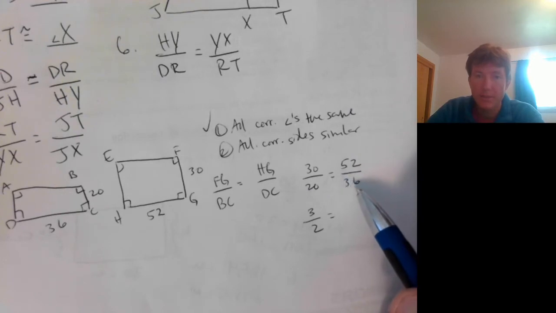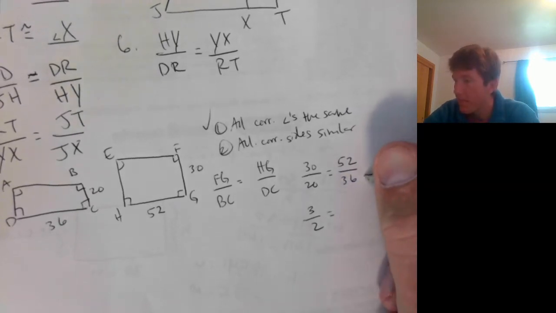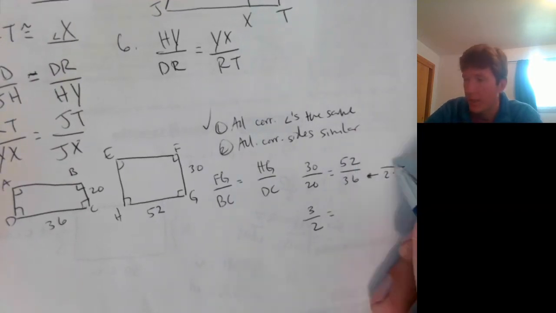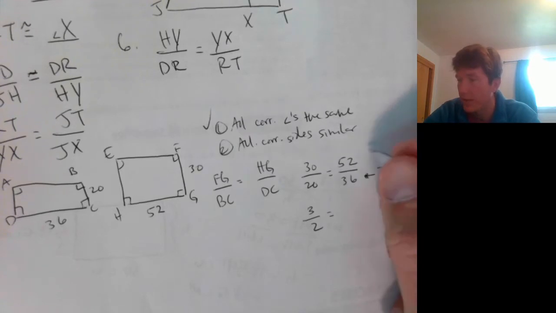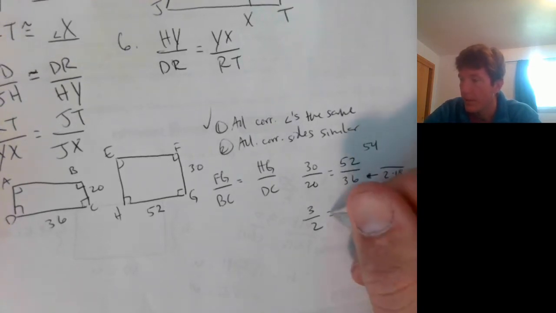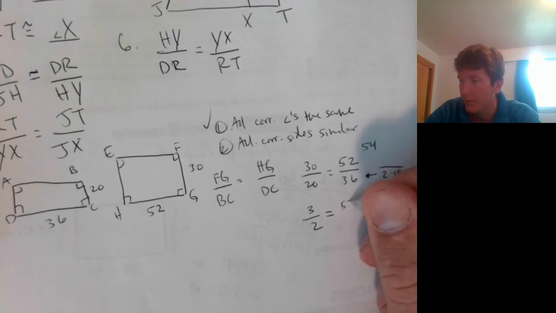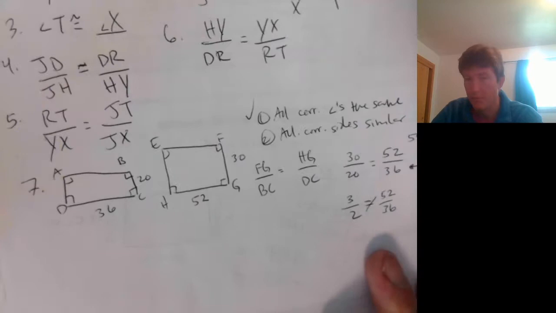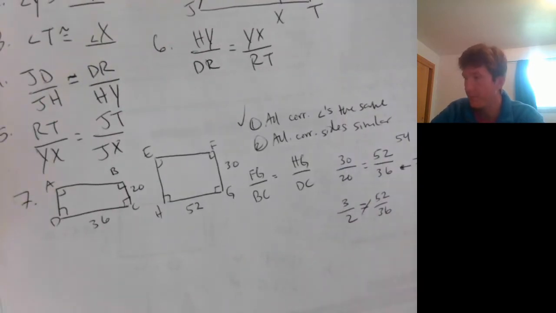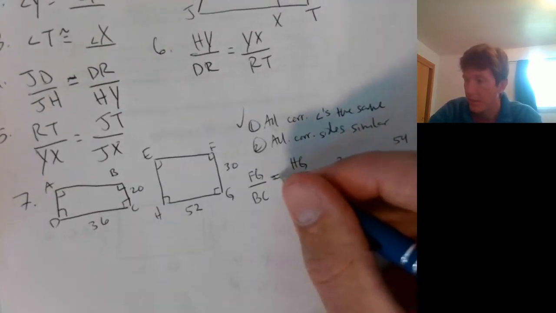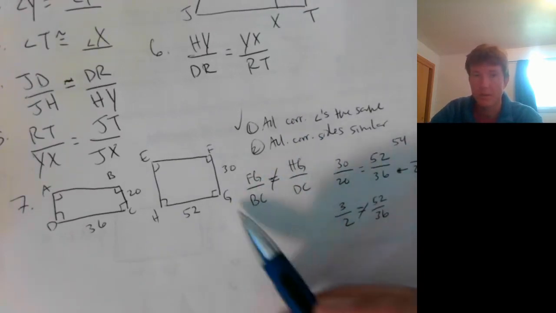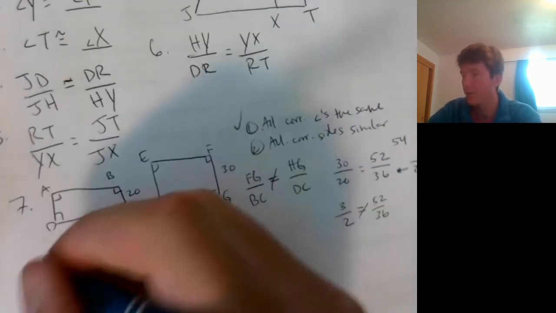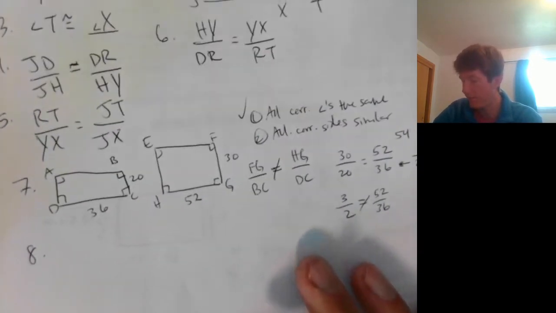18 goes into 36 twice, so this would be 2 times 18. However, 18 does not go into 52. That would have to be 54. So this is not equal to 52 over 36. Part of the question says if they're not similar, explain why. You could just say that these sides are not the same ratio, therefore the polygons are not similar.